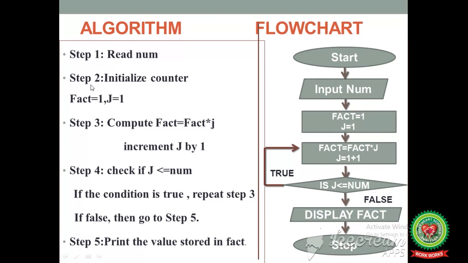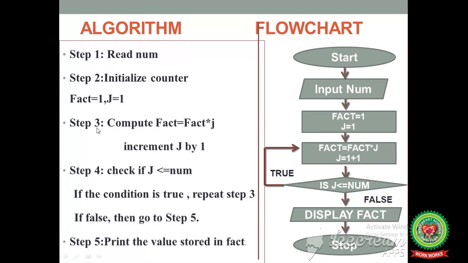Now step 2 in algorithm, initialize counter fact is equal to 1, j is equal to 1, means we have to initialize the value. Initialize means the starting values, and the starting values fact is equal to 1 and j is equal to 1. Now move in flowchart, draw the flow line, and then draw processing box, write down fact is equal to 1, j is equal to 1. These are the starting values.